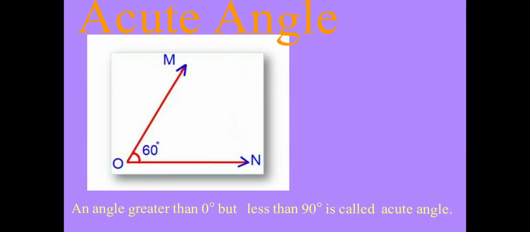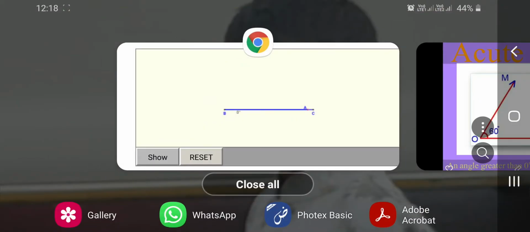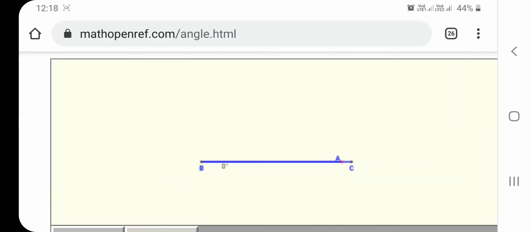The second type of angle is acute angle. Keeping one ray in place, turn the other one around as shown in the figure. Now I am going to show you practically. This is a zero angle.